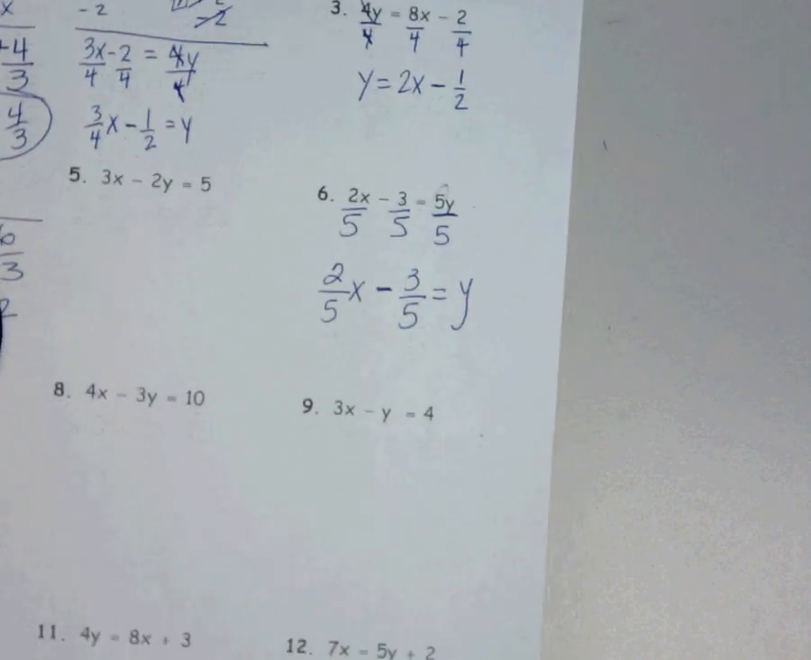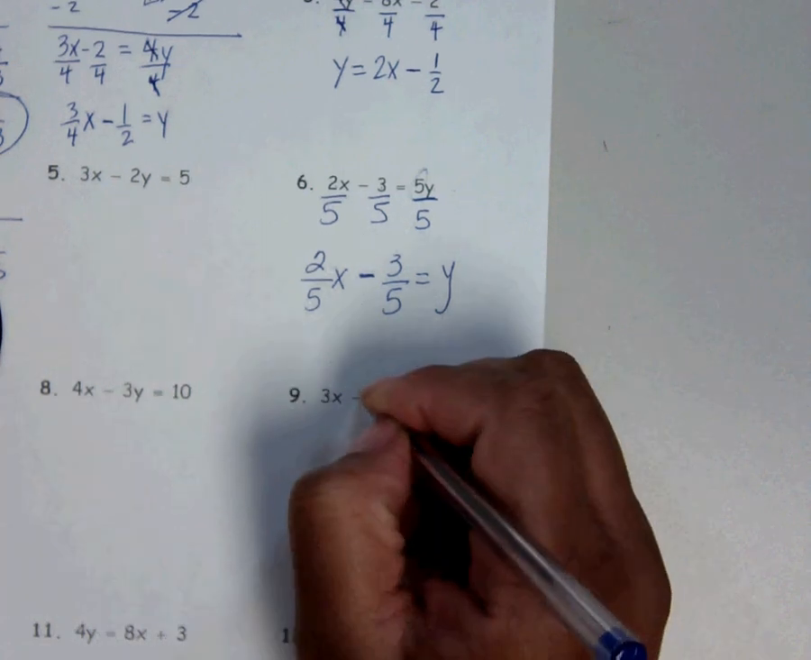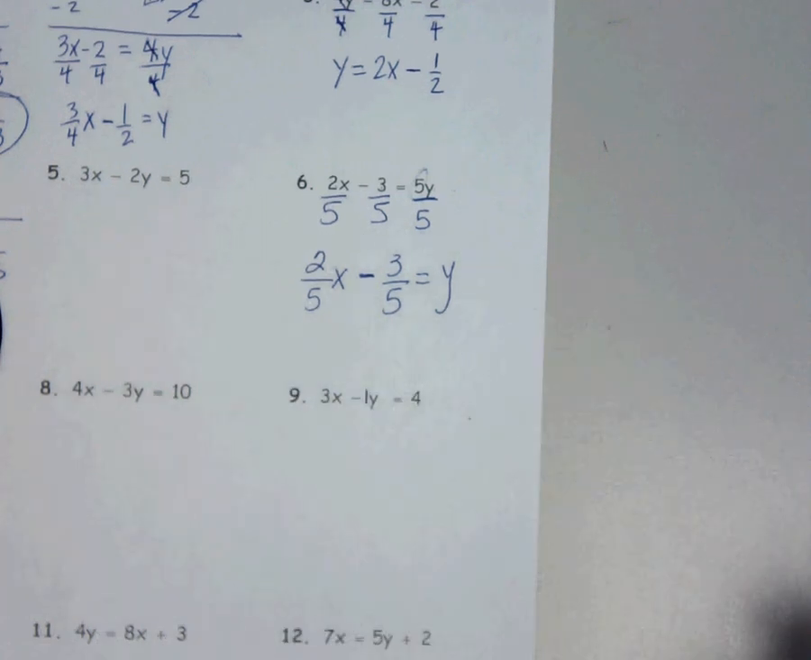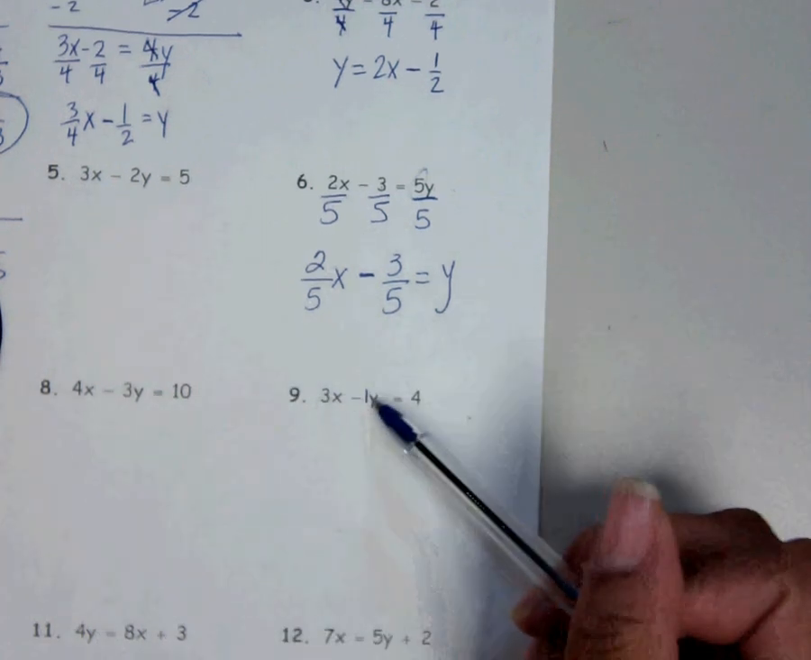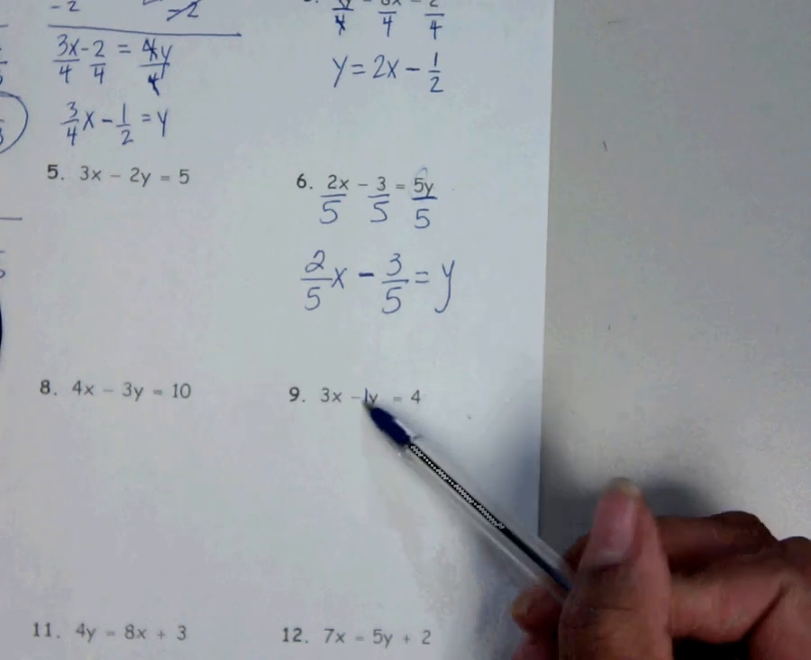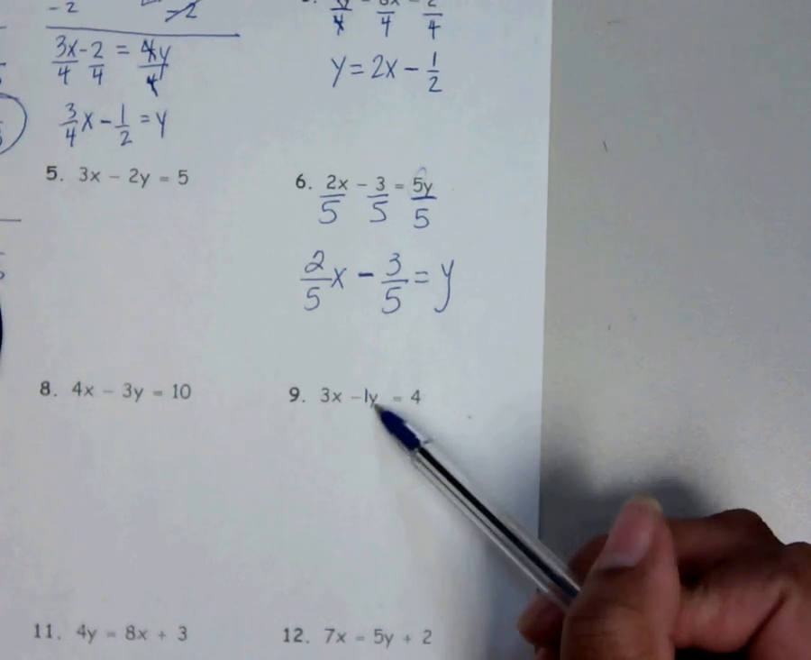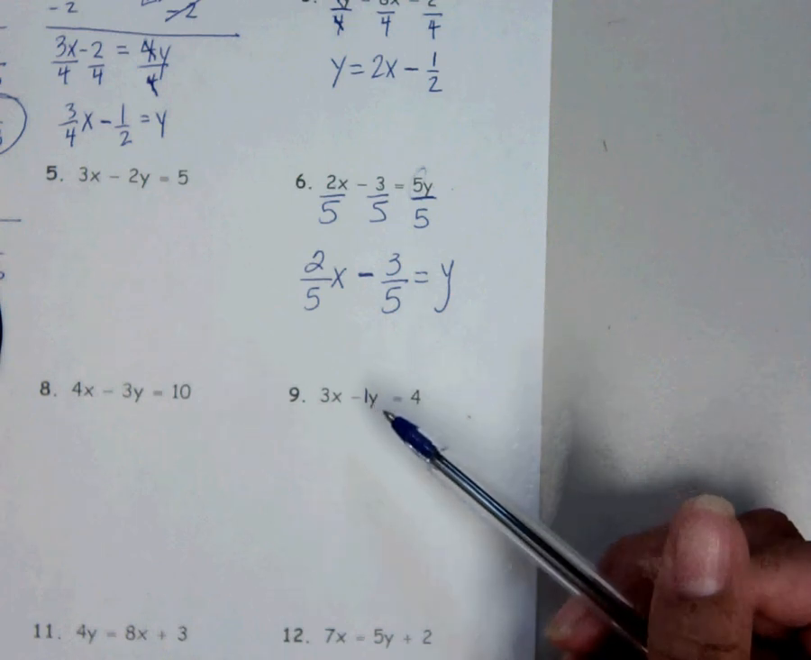On number 9, I would like for you to go ahead and put a 1 in there for that. And 3x minus 1y equals 4. We need to isolate the y. Nope. Go back, Ms. Pierce. First, you're supposed to figure out the x term.